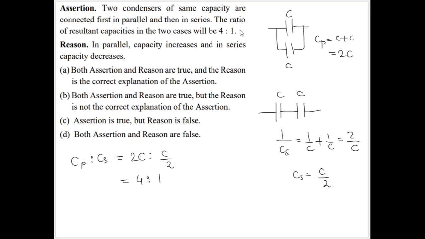So assertion is true. Of course it is true. Beta, the reason is also true. In parallel, the capacity increases, in series, the capacity decreases. But here, the reason is not very well explaining the assertion, right? Because it doesn't say that we have to add and do normal addition here and reciprocal addition here. That's not being said in the reason. So it does not correctly explain the assertion, and option B will be the correct answer.